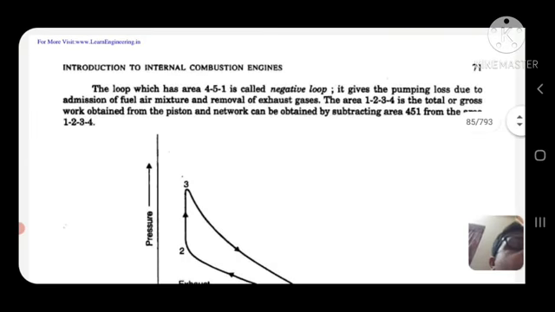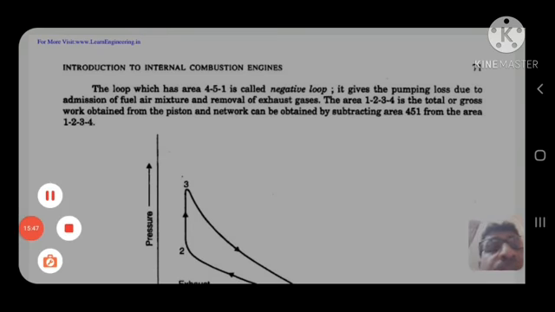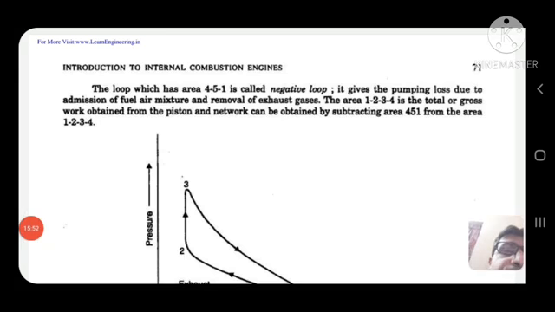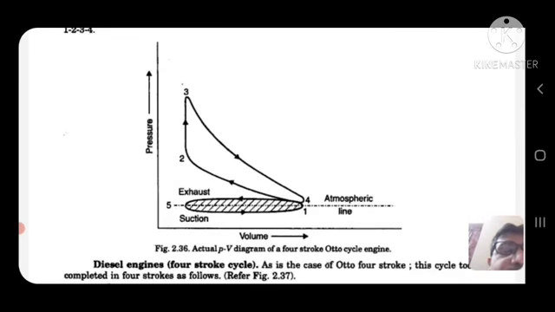The loop which has 4-5-1 is called the negative loop. It gives the pumping loss due to the admission of the fuel air mixture and removal of exhaust gases. The area 1, 2, 3, 4 is the total or gross work obtained from the piston, and net work can be obtained by subtracting area 4-5-1 from the area 1, 2, 3, 4. So this is the actual PV diagram of the 4-stroke Otto cycle engine. Diesel engine.